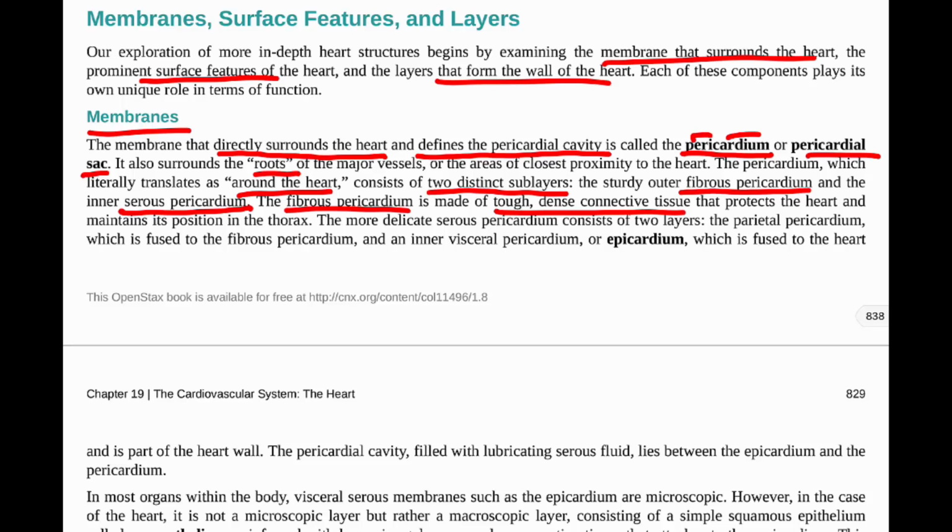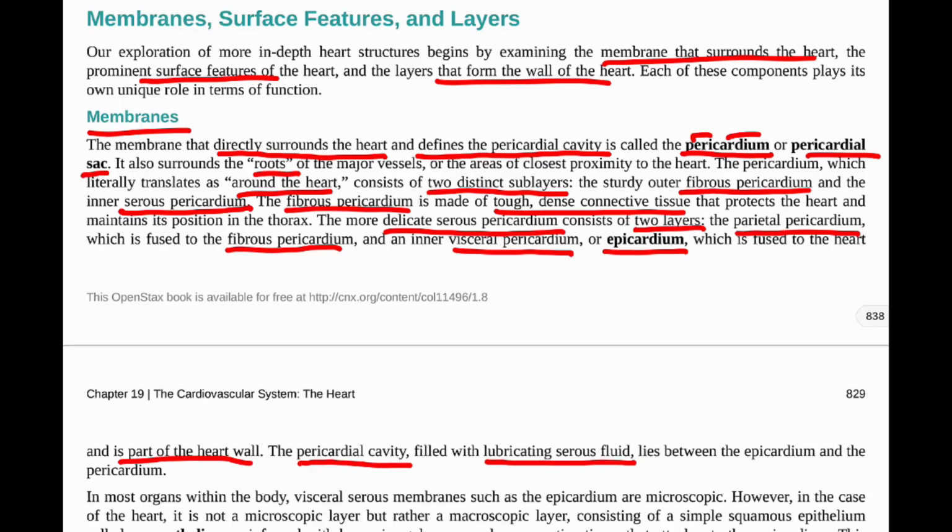And then there's the more delicate serous pericardium, which consists of two layers. The parietal pericardium, which is fused to the fibrous pericardium, and an inner visceral pericardium, which is also called the epicardium, which is fused to the heart and is part of the heart wall. And then we have the pericardial cavity, which is filled with a lubricating serous fluid that is between the epicardium, which remember is the inner part of the serous pericardium, and the parietal pericardium.